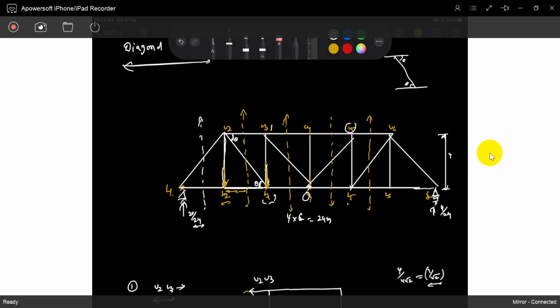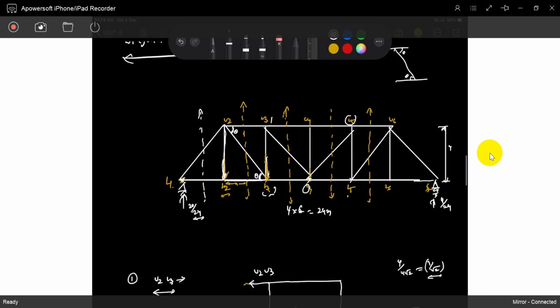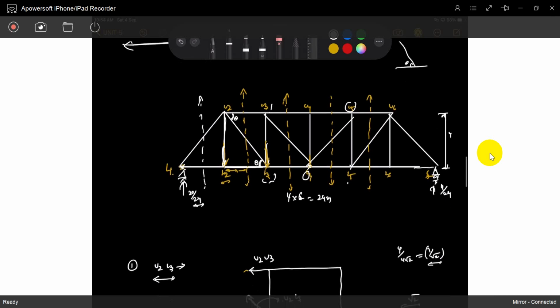The load at this position is 0. I don't need it. Load at this position, take care of reaction. No change, no force in any member. Just avoid it. So load at L2. What is that value? Just check it, load is at L2.